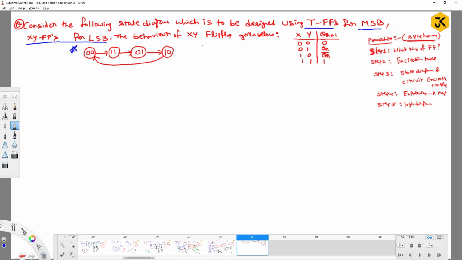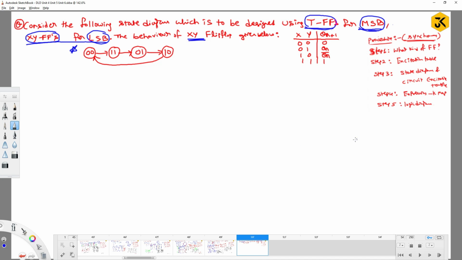Means here they are trying to construct one kind of counter where, on the most significant bit side, they would like to use a T flip-flop and on the least significant bit side they would like to use an XY flip-flop, and that XY flip-flop behavior also they have given, right? So guys, so far we have seen to construct any kind of synchronous circuit either through all flip-flops being of the same type, right? So all flip-flops of the same type only we have seen. But the thing is, we can use a combination of flip-flops also. That's the reason they have mentioned here MSB bit for T flip-flop and LSB bit for XY flip-flop.